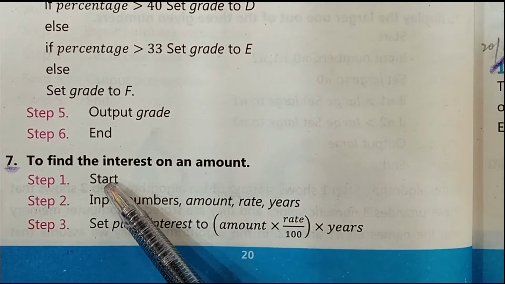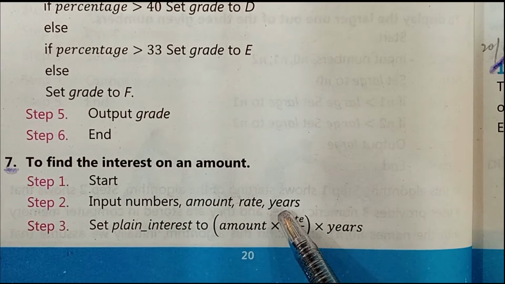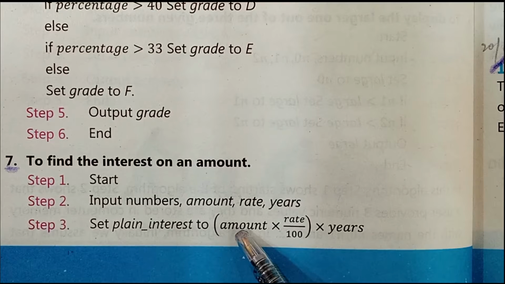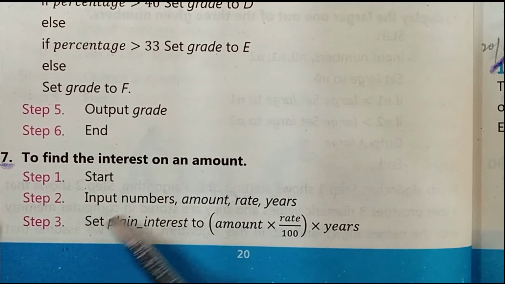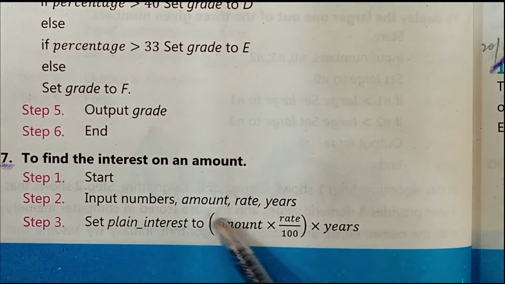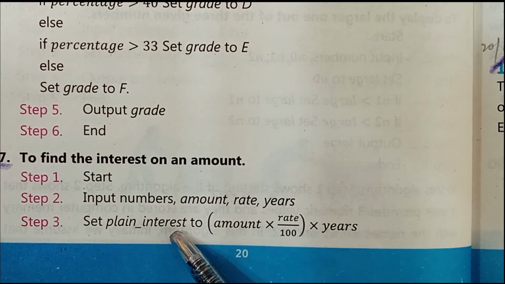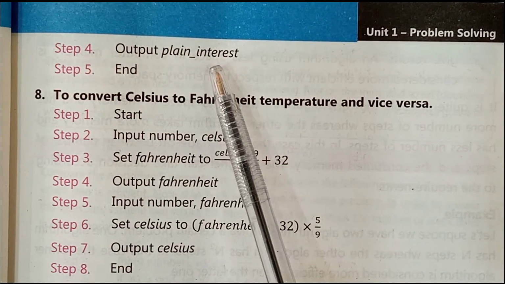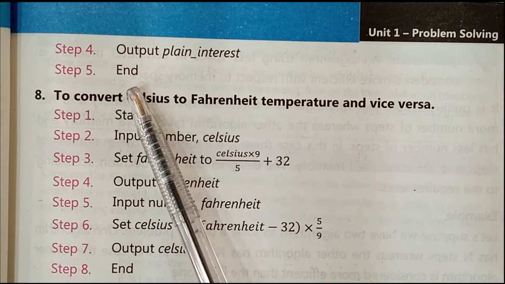Step number 1, start. Step number 2, input numbers amount, rate, years. Step number 3, set plain interest to amount multiplied by rate divided by 100 multiplied by years. Students, the algorithm is starting with the notation start. Then we have the input numbers in the computer memory with the names amount, rate, years. In the third step, we have to set the plain interest formula. Step number 4, output plain interest. And step number 5 is the ending of the algorithm.